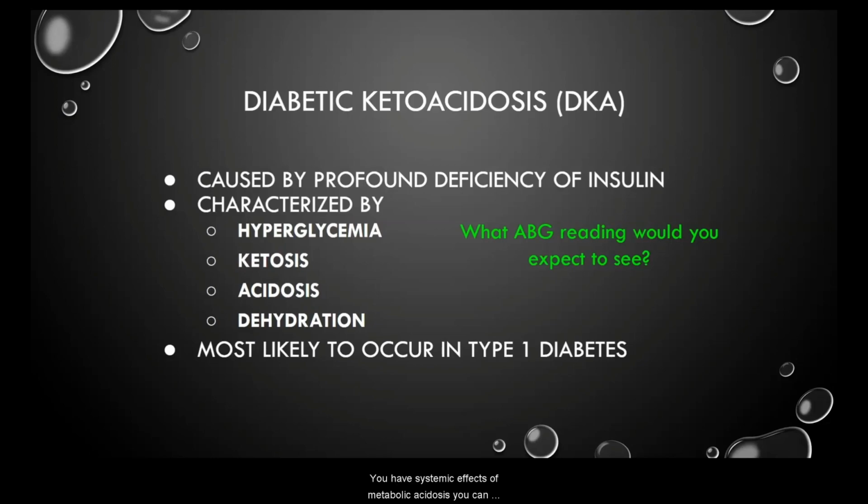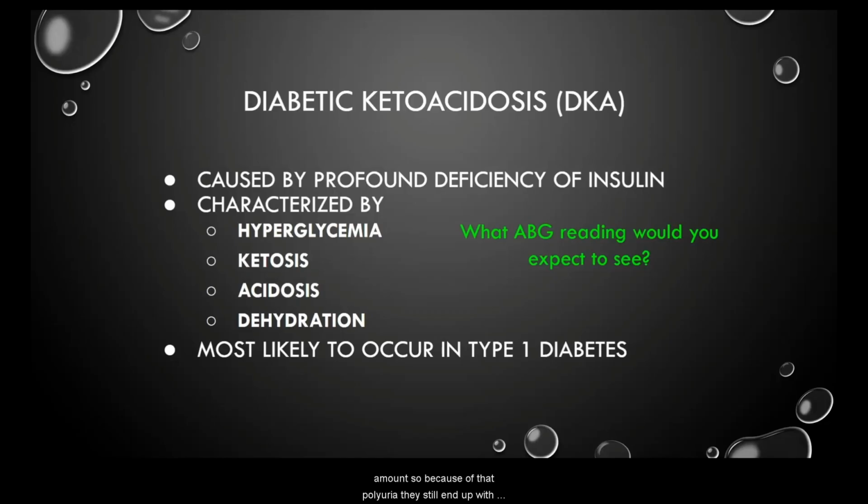You have systemic effects of metabolic acidosis. You should have respiratory compensation, so you would see these patients start to hyperventilate, or those Kussmaul respirations, to try and normalize the pH. You can also have osmotic diuresis and dehydration. So the polyuria, polydipsia that we see, they're going to urinate a lot, and they should be drinking, but they might not recognize the amount.